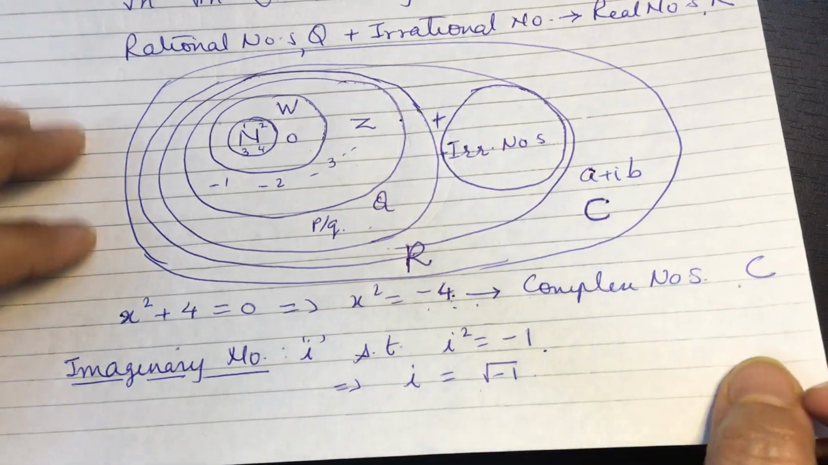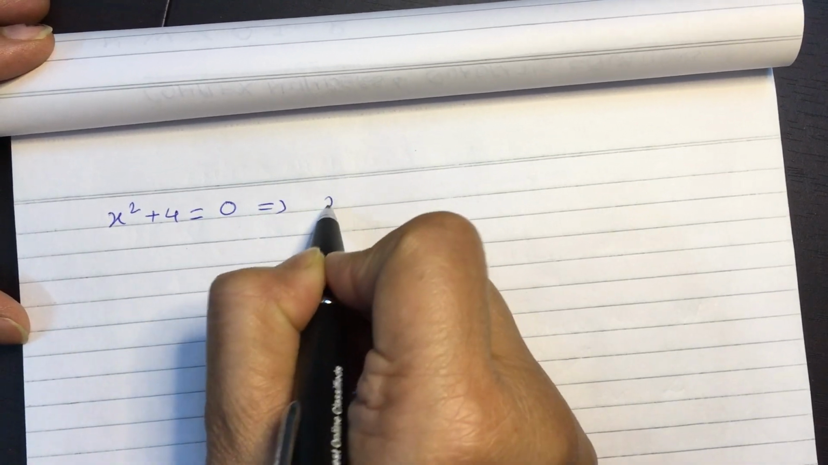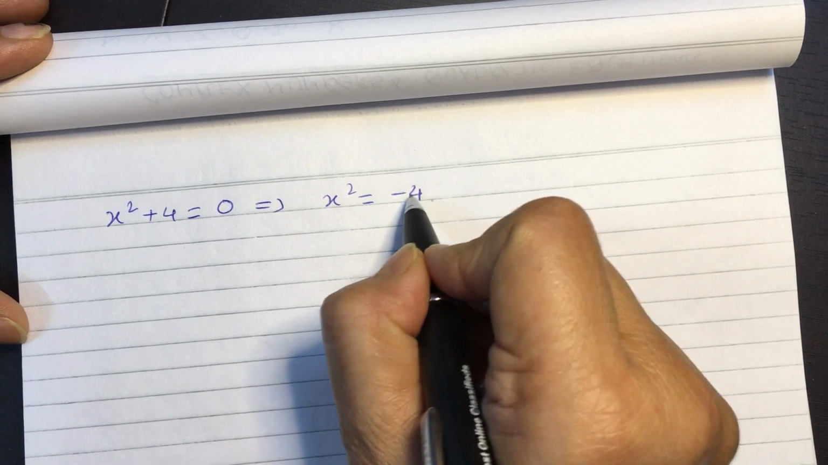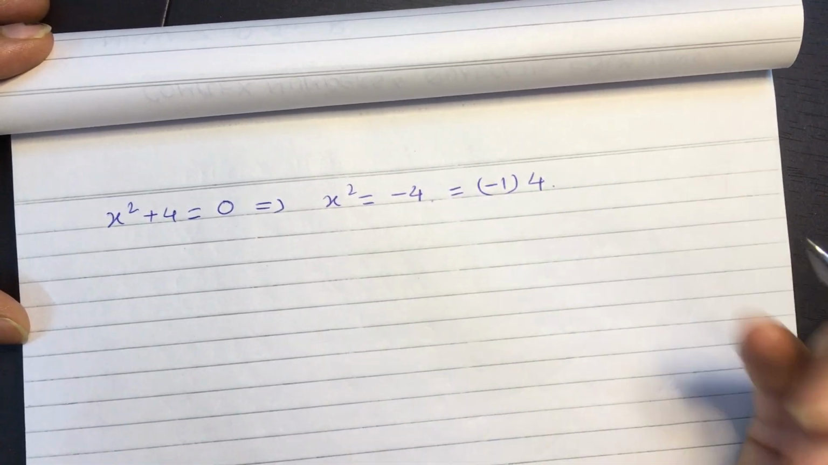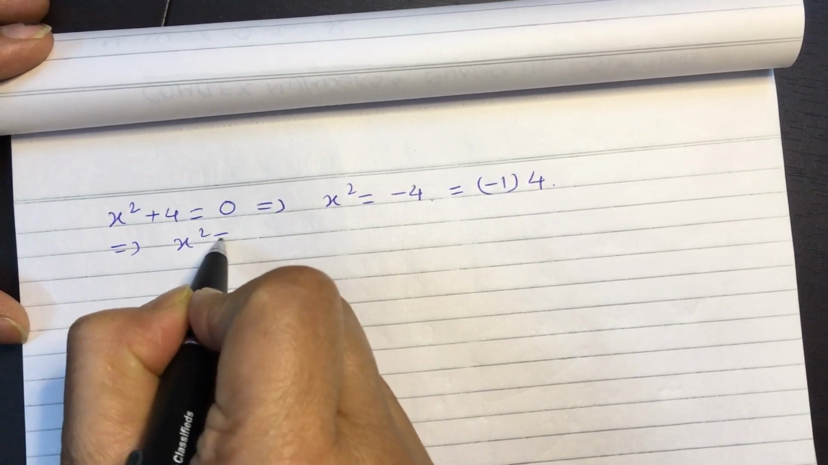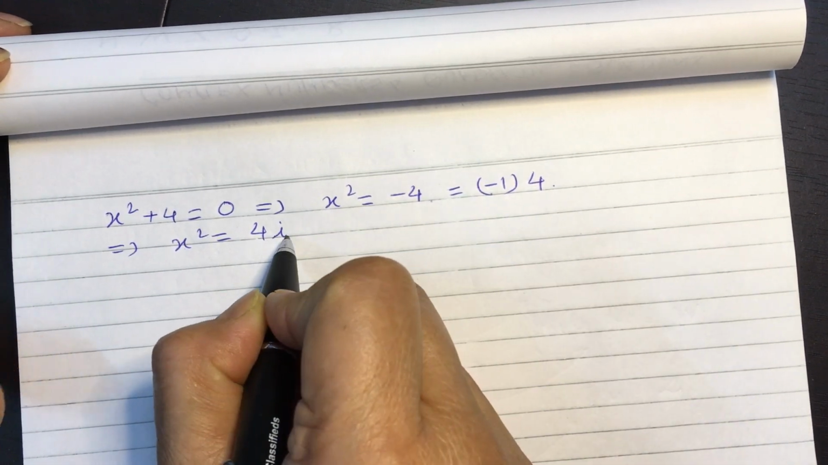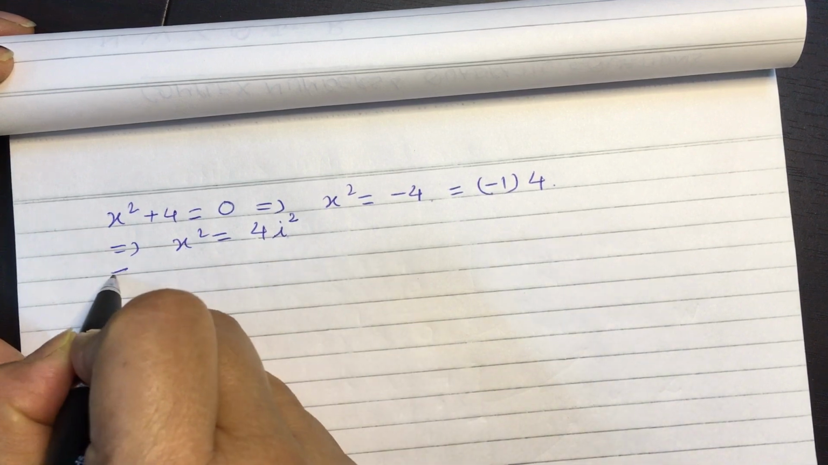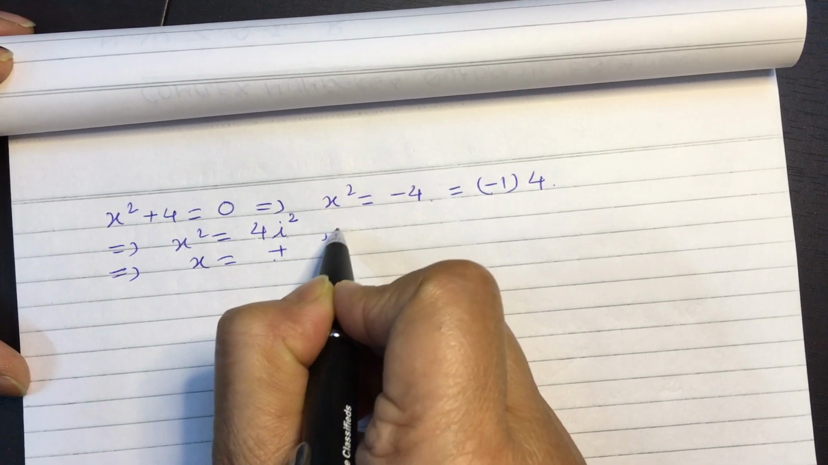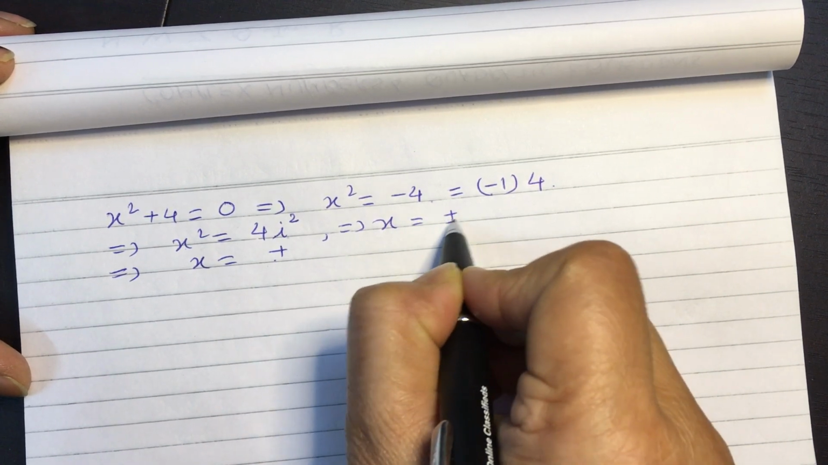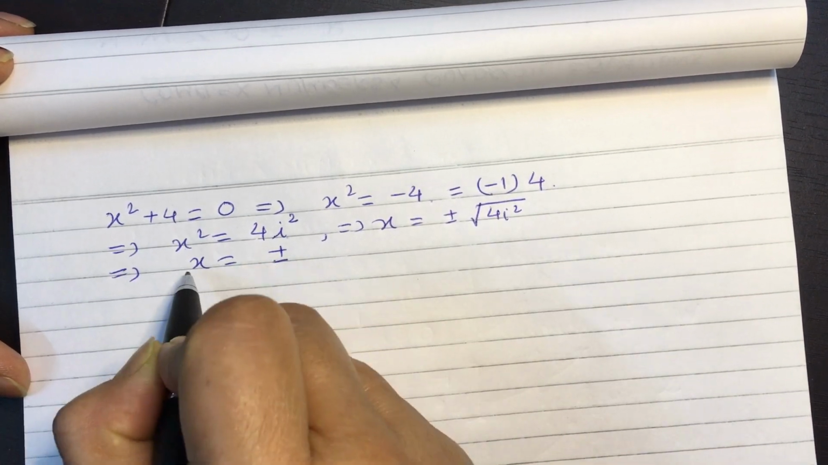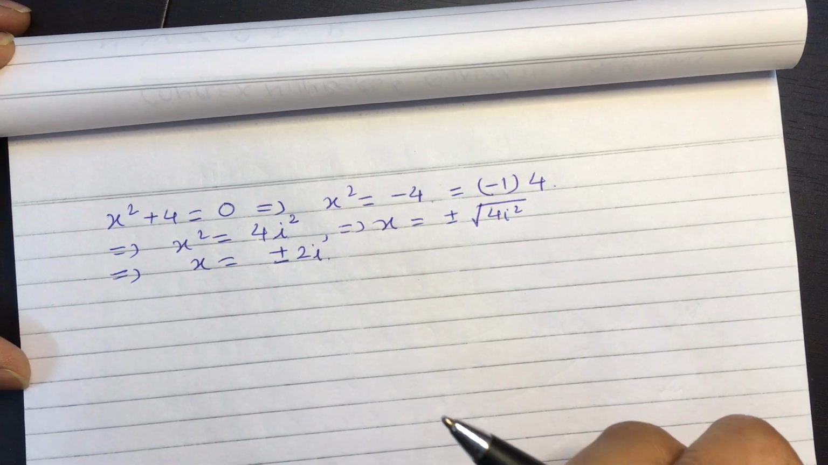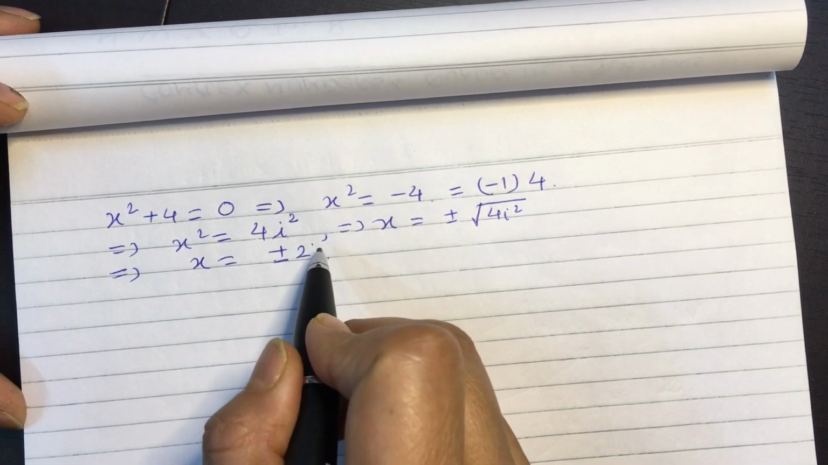Now let's see how this helps us. Given any number, let's say we got x square plus 4 equal to 0, which got solved to x square equal to -4, which can be written as -1 into 4, and which can be written as x square equal to 4i square. In place of -1 we can write i square. So when you solve it, x becomes equal to plus minus under root of 4i square, or x equal to plus minus 2i, and we are able to proceed further with such things. So that's the use of this imaginary number i.